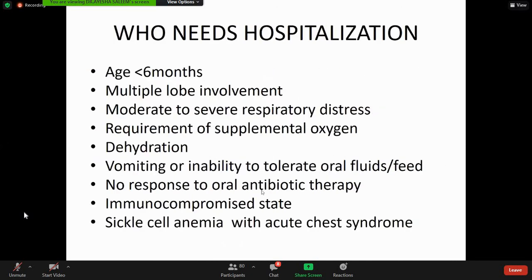Who needs hospitalization? This is also very important to know. Who is the child who needs hospital treatment, and who is the child who can be sent home on oral antibiotic therapy? Whenever we send them home, we tell the parents the general danger signs. We tell the parents to look for nasal flaring, subcostal and intercostal recessions, and difficulty in feeding. You have to bring the child to the hospital if the child is not taking feeds properly.